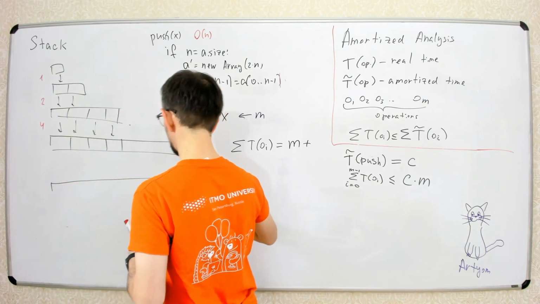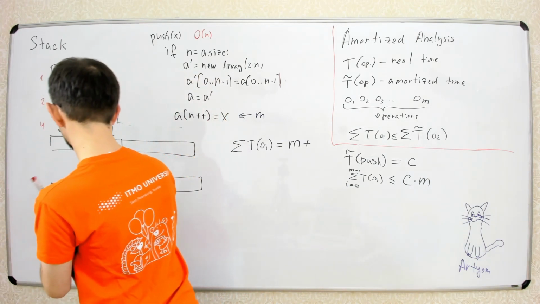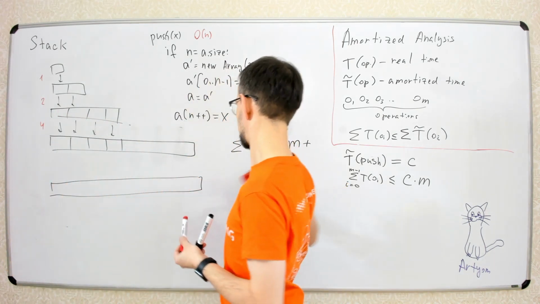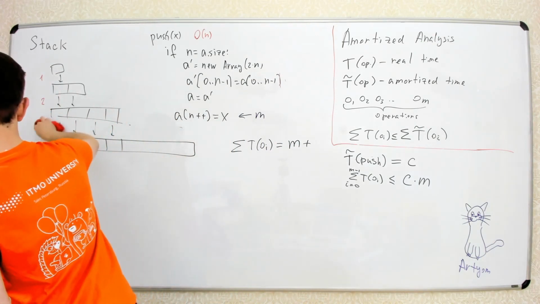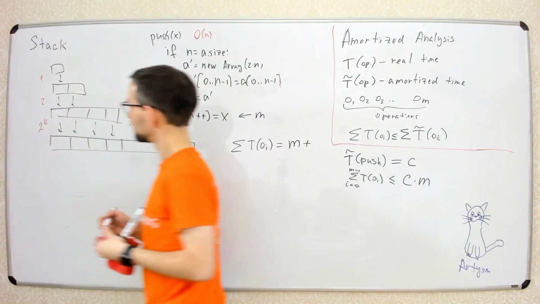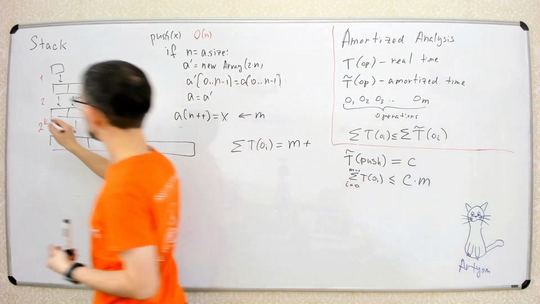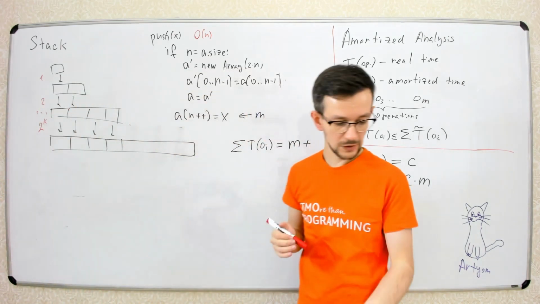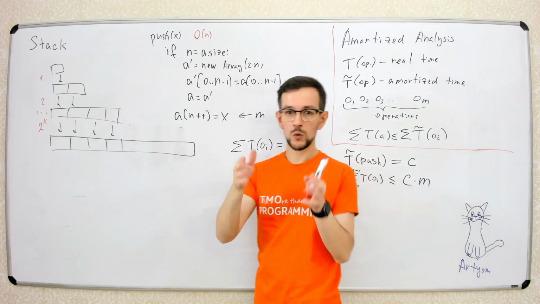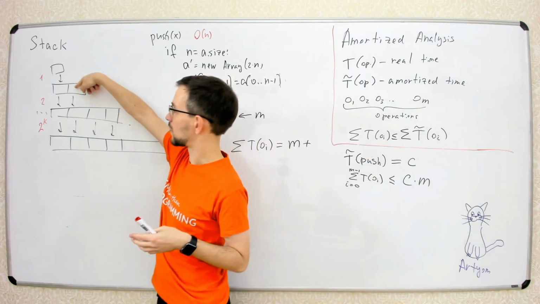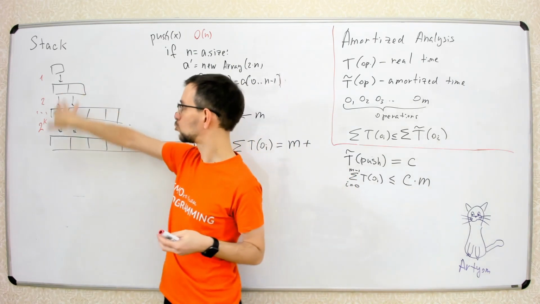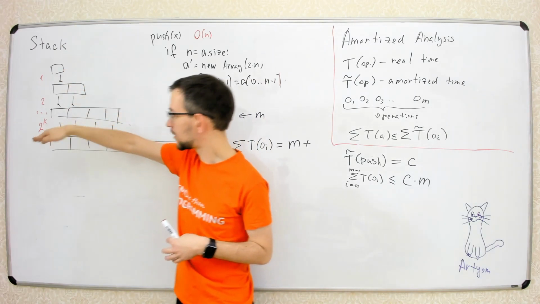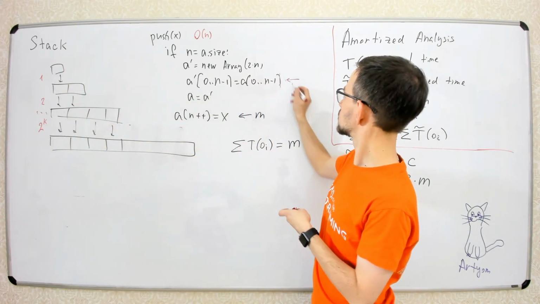So this will be the final state of the array. In the final copy, let's just say this is 2 in the power of k. So the first time we expand the size of the array, we spend one operation just to copy one element. Then we need to copy 2 elements, then 4 elements, then 8 elements, and so on. So these are the costs of this copying function.